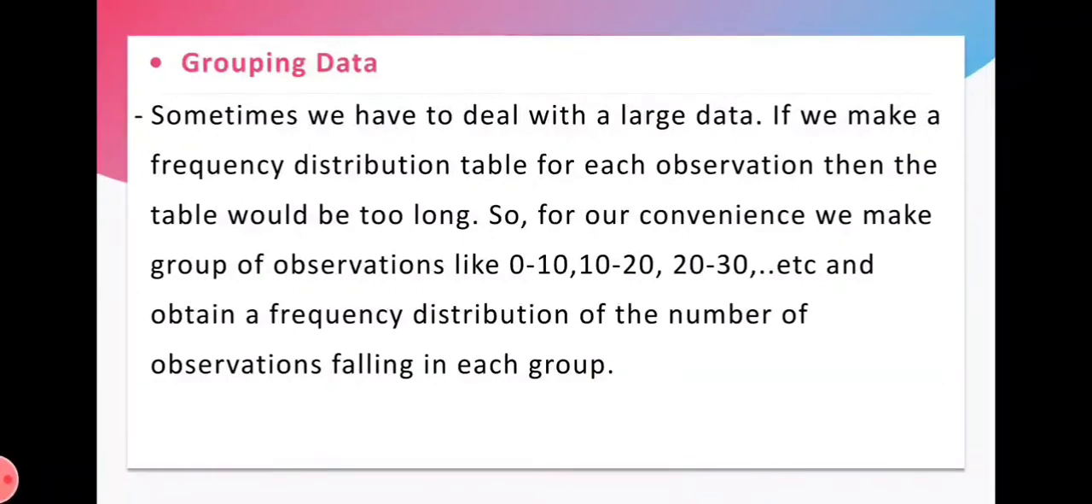Then in the first column of the frequency distribution table, we will write these groups, and in the second column we will write the frequency. For example, here we have taken the first group as 0 to 10. Whatever number of observations fall in this group, we will write it as the frequency of the first group. Similarly, for 10 to 20, whatever number of observations fall in that group, we will write it as the frequency of the second group. In this way, we prepare a frequency distribution table.